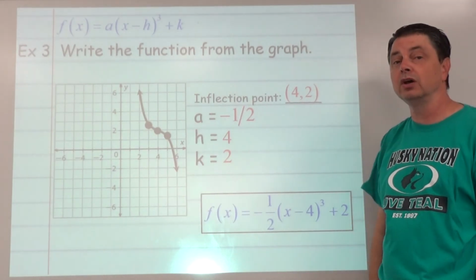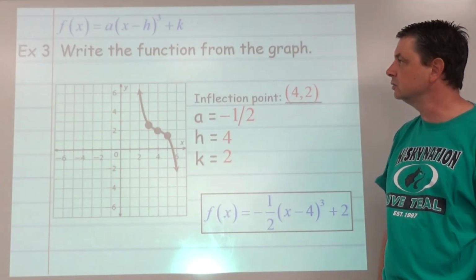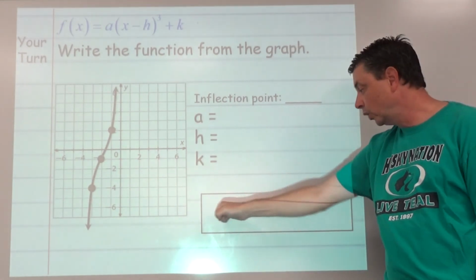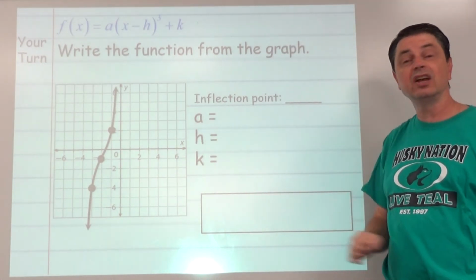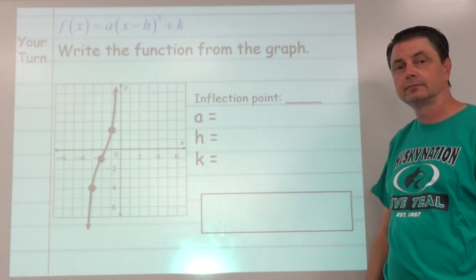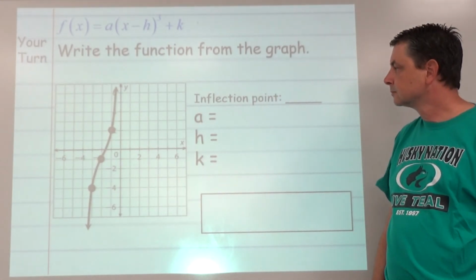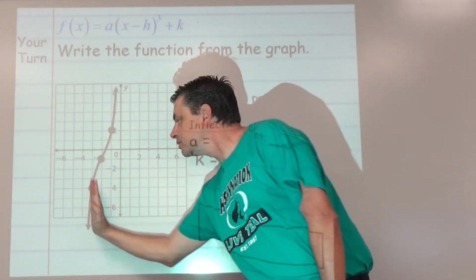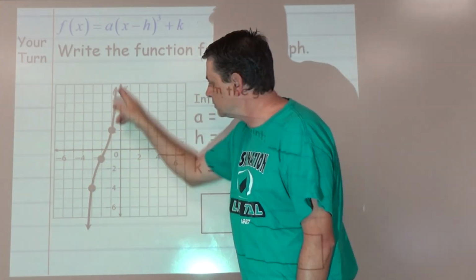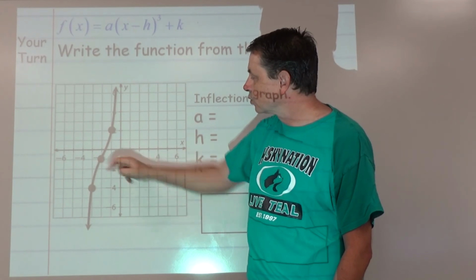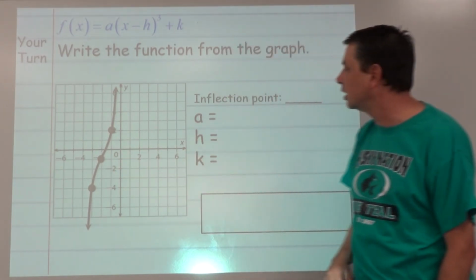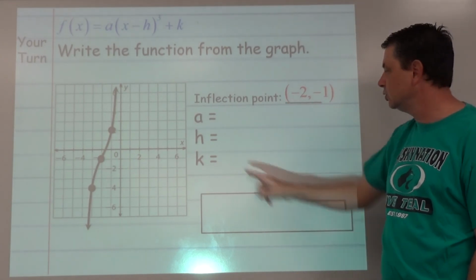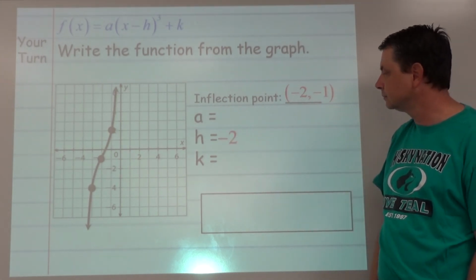Let's try one of those on your own. It is your turn. Pause until you've got your answer. All right, our inflection point, it was bending concave down, now it's bending concave up, is right here at negative 2, negative 1. That means h is negative 2 and k is negative 1.